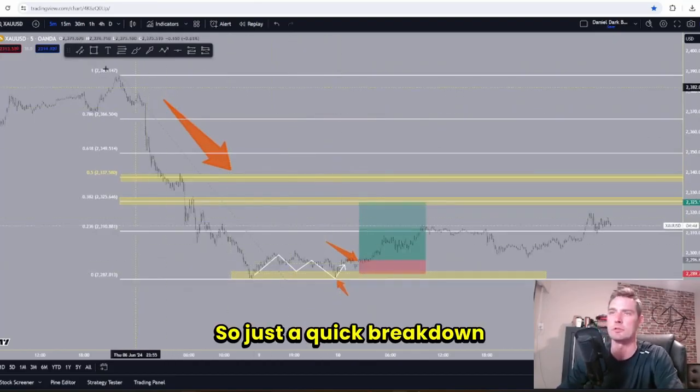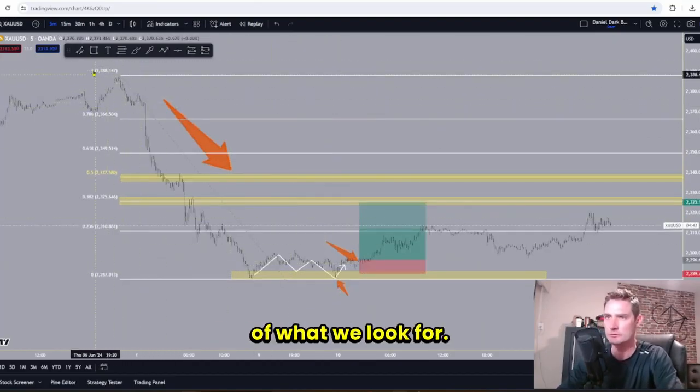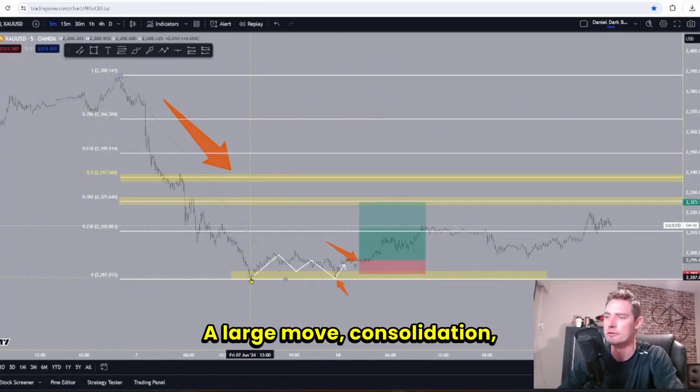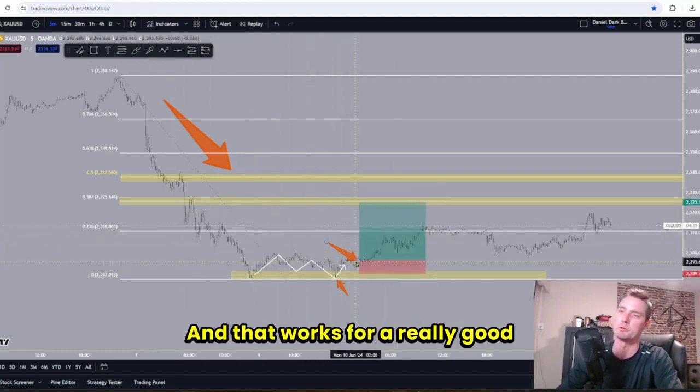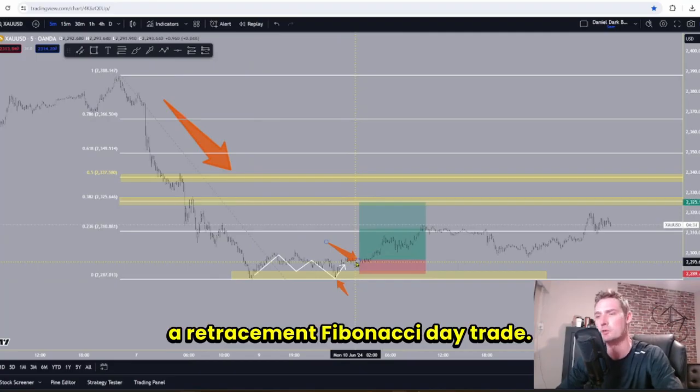But yeah, just a quick breakdown of what we look for: a large move, consolidation, retest, consolidation, and that works for a really good entry if you're doing a retracement Fibonacci day trade.